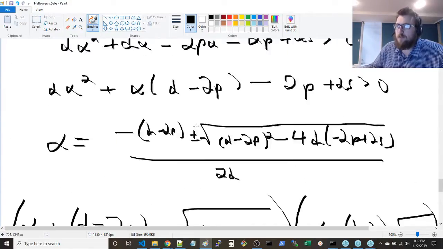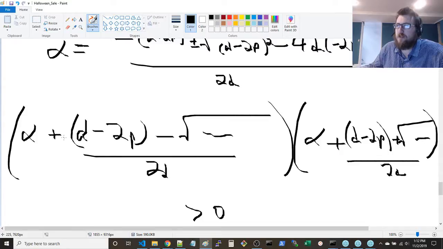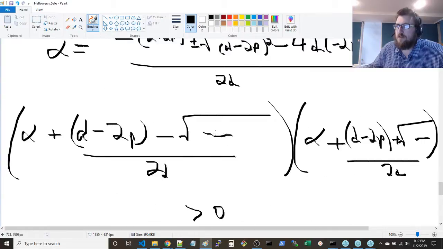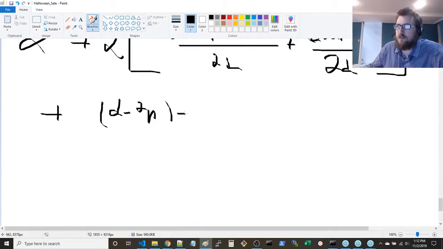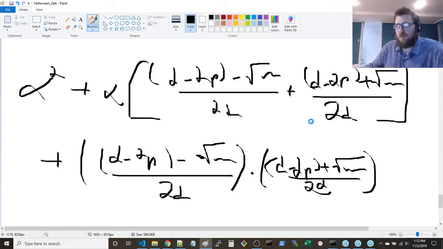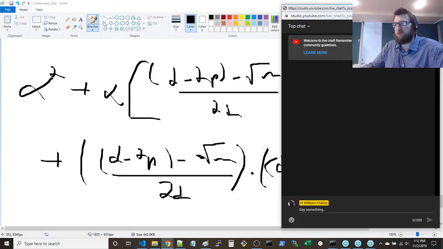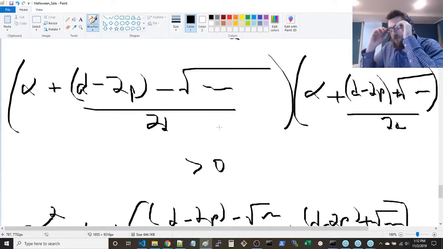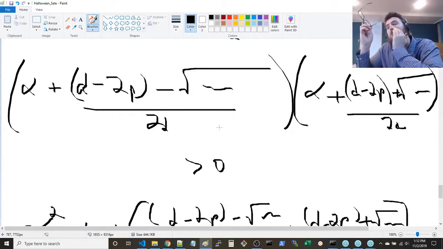Yeah, which is what you expect, right? And then finally you have these two multiplied by each other: d minus 2p minus this mess over 2d, times d minus 2p plus this mess over 2d. Whew, okay. And that's going to be greater than 0. So that's a sort of off the napkin technique that you can use to find the roots.